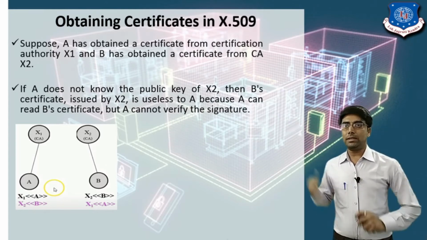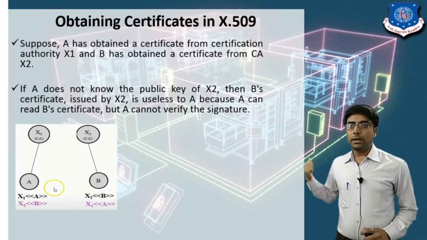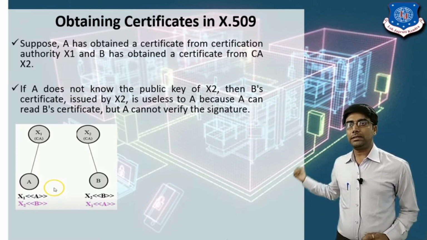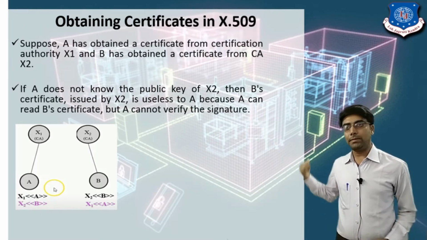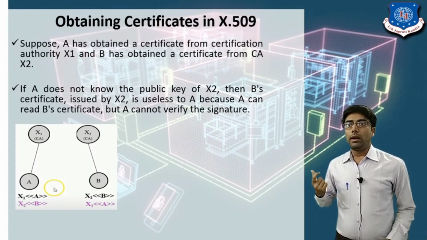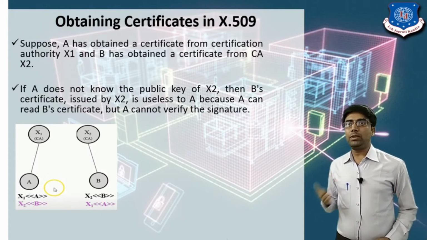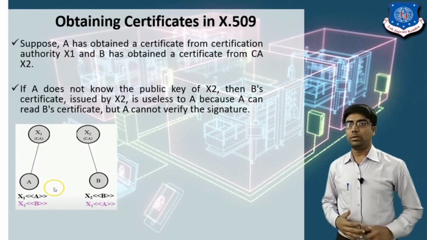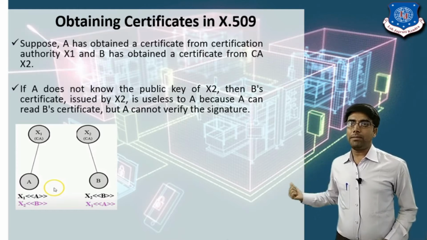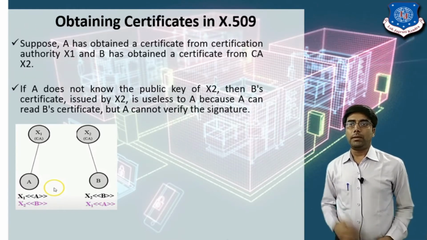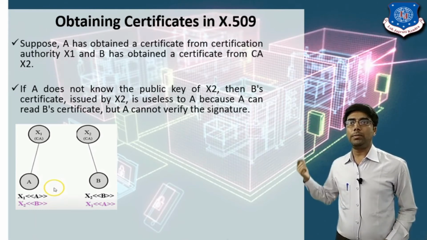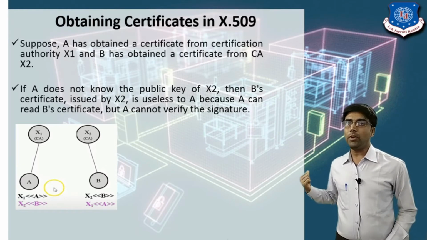Now you can see in this figure, here they mention the X2 of B. It means the B certificate is signed by X2, or we can say that the B certificate is generated by the certificate authority X2. Now user A wants to communicate with user B and user B wants to communicate with user A. So first, user A cannot verify the certificate of user B because user A doesn't know the public key of certificate authority X2. Same for B.